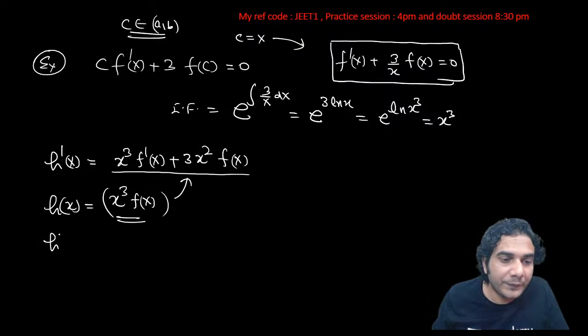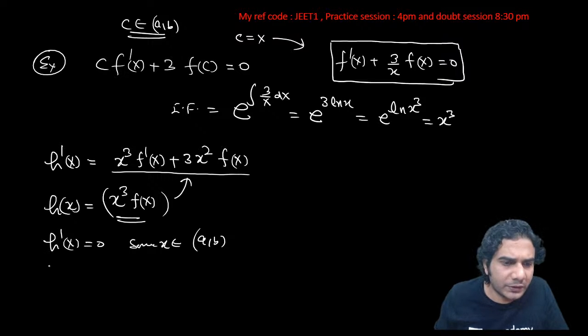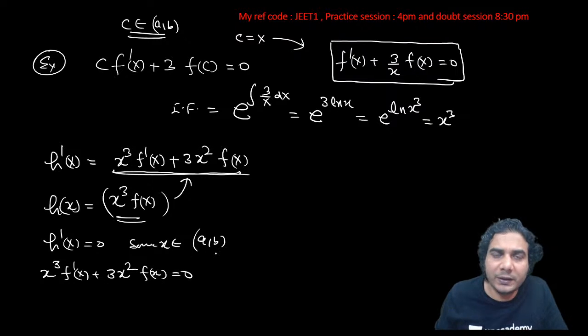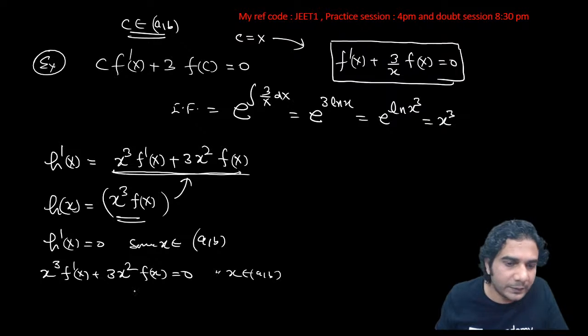So we can write h dash x is equal to 0 for some x belonging to a to b, right? And then you can write this function which is written here: x cube into f dash x plus, applying the UV rule, 3x square f of x is equal to 0. You can take c also in place of x, for some x belonging to a to b.